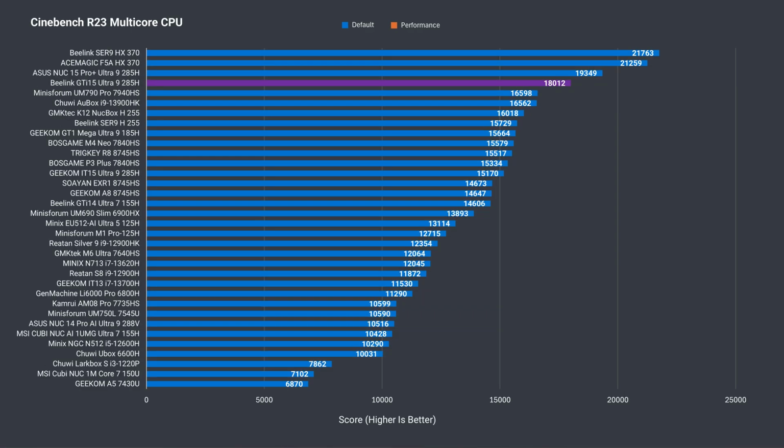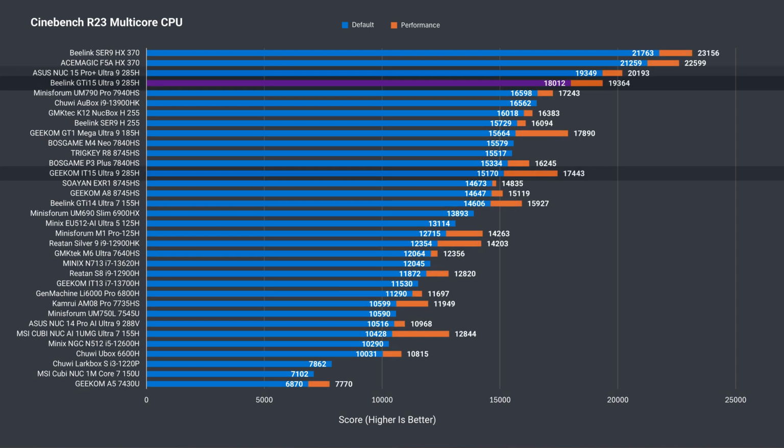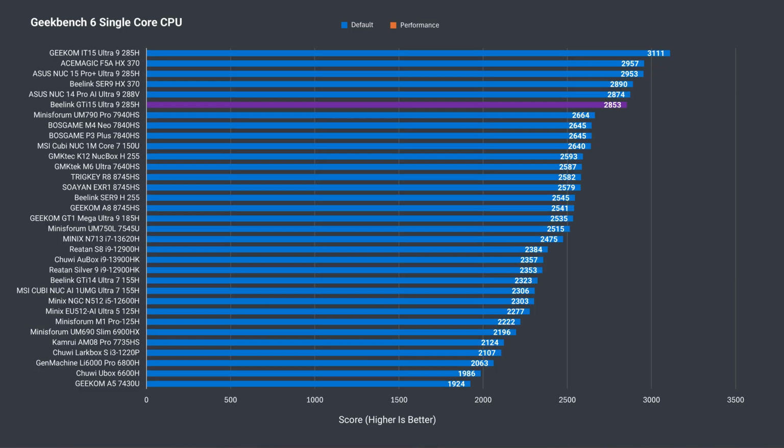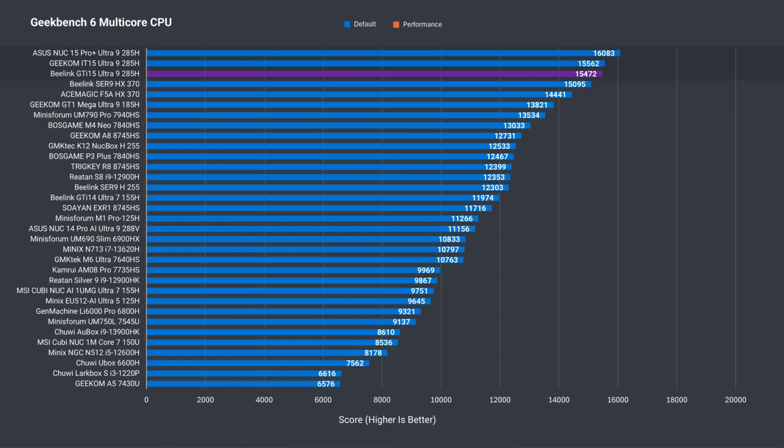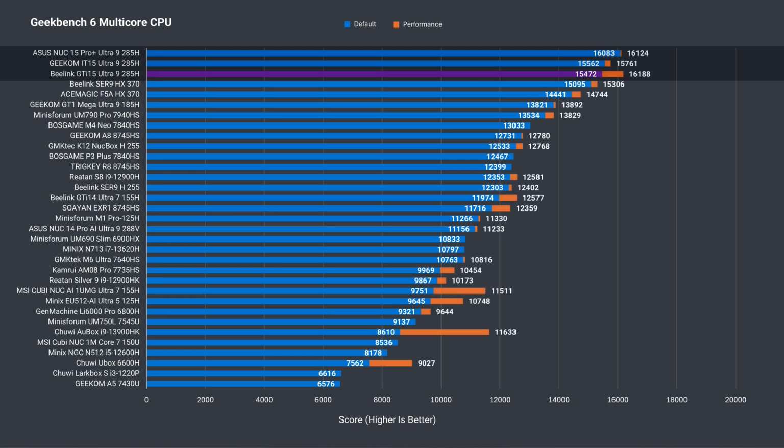Beelink's unit easily beats the Geekom IT15, but the GTi 15 Ultra only matches the default configuration of the NUC 15 Pro Plus when performance mode is enabled. Geekbench single core is again slightly behind the other two minis with the same CPU, while in performance mode and C-States enabled, it's close to the best result. With Arrow Lake, Intel has regained the single core performance crown. Just. In Geekbench multicore, the GTi 15 Ultra takes the win in performance mode as the fastest mini PC.